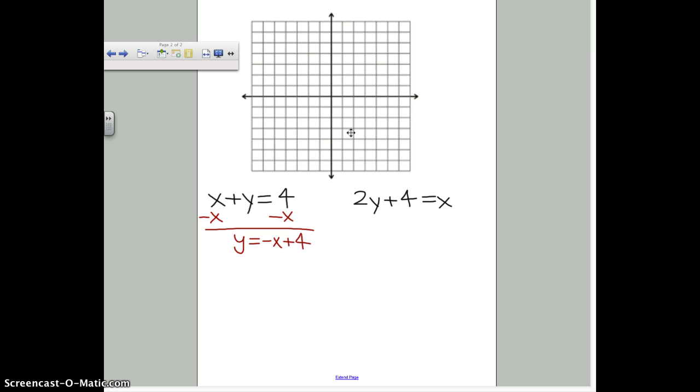So we're going to start our graph up 4, and then go down 1 over 1, down 1 over 1, down 1 over 1, down 1 over 1, down 1 over 1. Okay, we got this. This is a graph of this line. There are infinitely many ordered pairs that work in this line. In fact, there are infinitely many ordered pairs that are going to work in this second line.